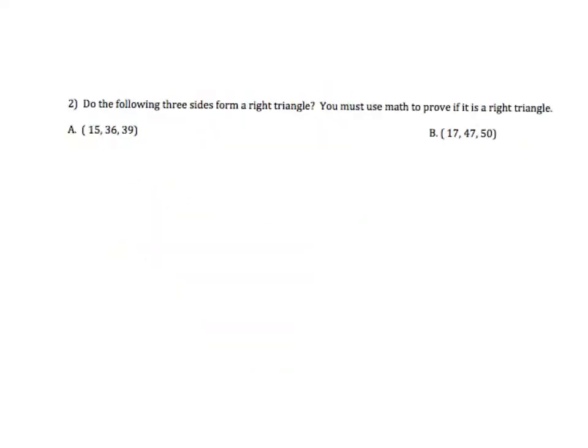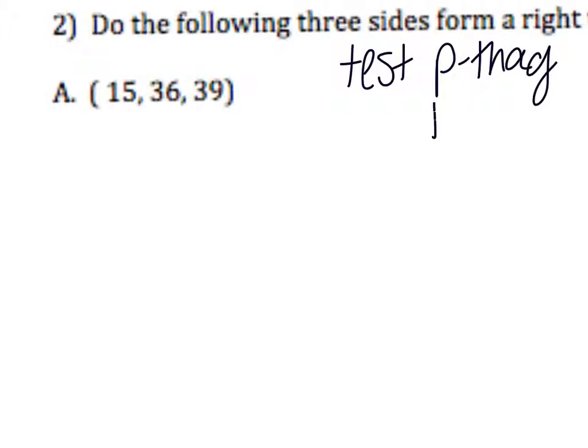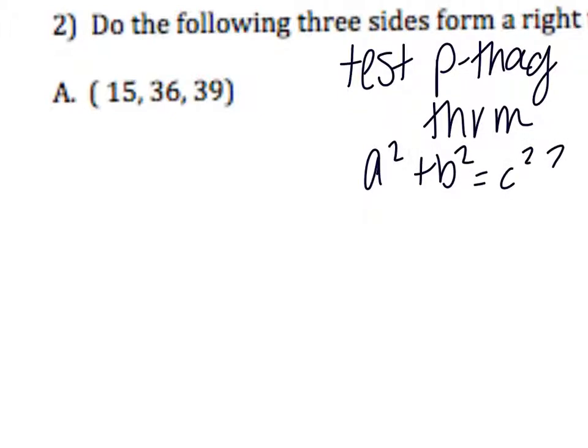Now the next part in level 2 is: do the following three sides form a right triangle? You must use math to prove if it is a right triangle. So here's what we do in order to prove if it is a right triangle: we test the Pythagorean theorem. Does a squared plus b squared equal c squared? That's the question that you're answering.